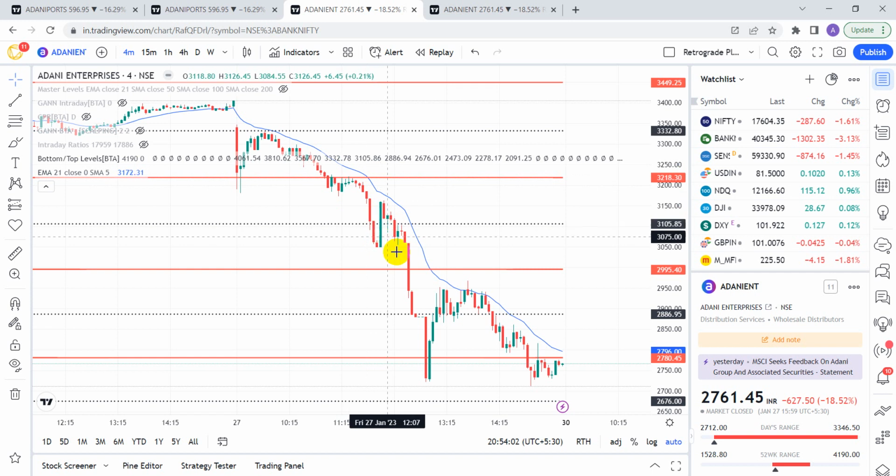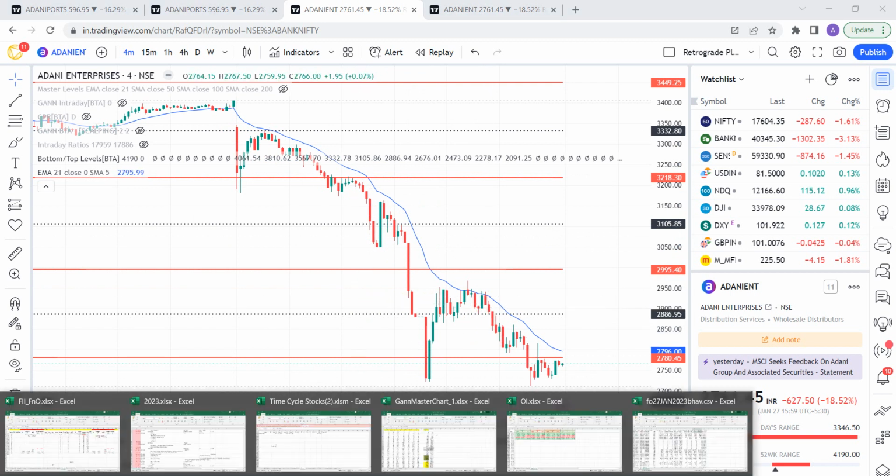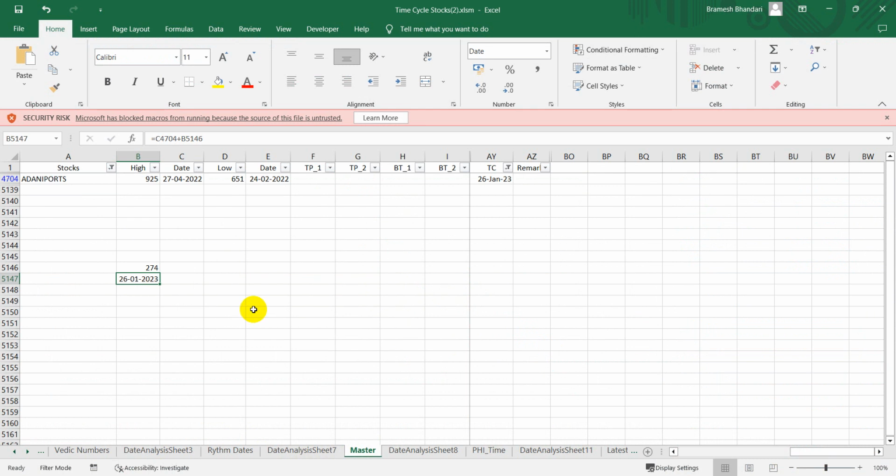You meet your first target. You keep trailing your stop loss. Keep trailing somewhere here, you will book out. So it's a simple technique to capture some really big moves in the market. And calculating this time cycle is just capturing the high and low of any stock, and based on that you can do it.